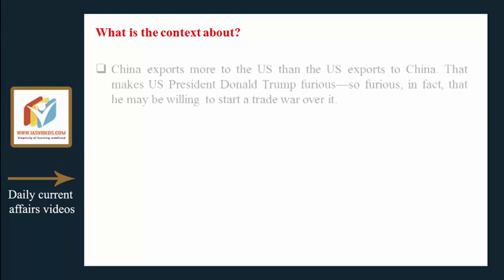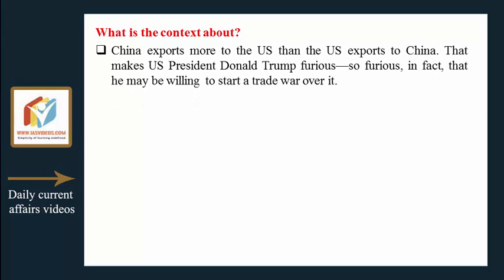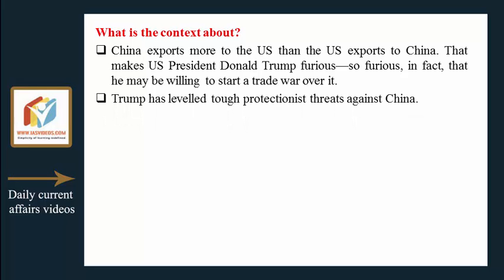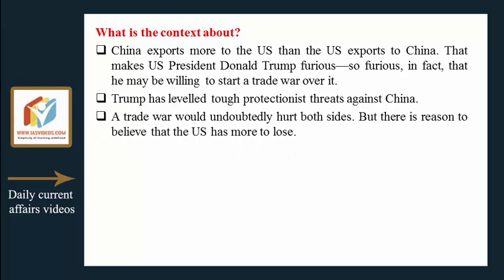What is the context about? China exports more to the US than the US exports to China. That makes US President Donald Trump furious, so furious, in fact, that he may be willing to start a trade war over it. Trump has leveled tough protectionist threats against China. A trade war would undoubtedly hurt both sides. But there is reason to believe that the US has more to lose.